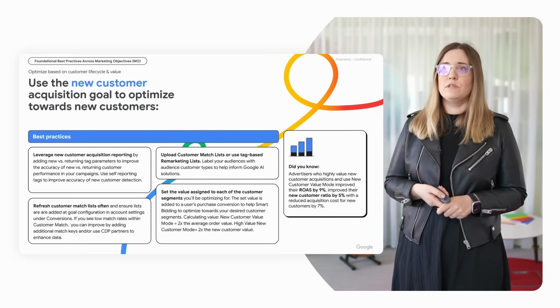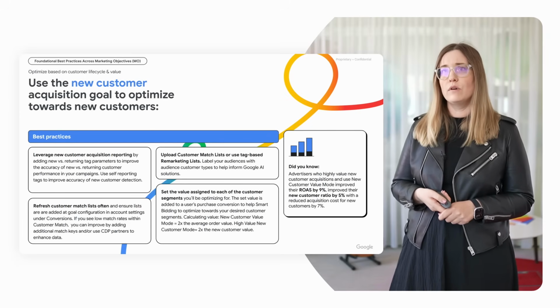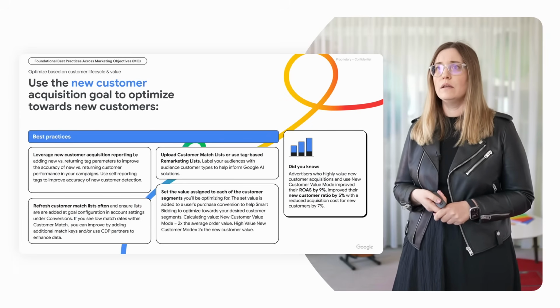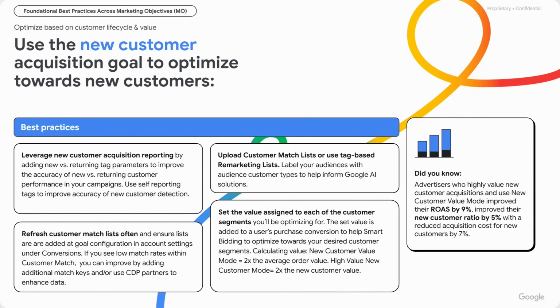If you want to use these features fully, you really need to be sure that the data you are providing to the system is right and accurate. Here are the best practices I would recommend following. Add the new versus returning tag parameter to improve the accuracy of audiences and reporting. Refresh the customer match list as often as possible. Check the match rate and improve it by adding additional match keys. Set up tag-based remarketing audiences.